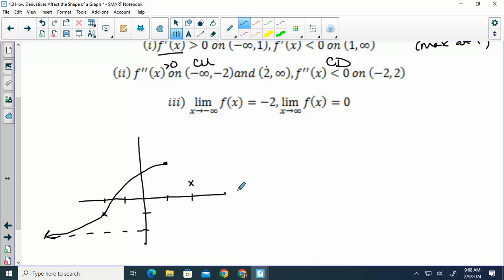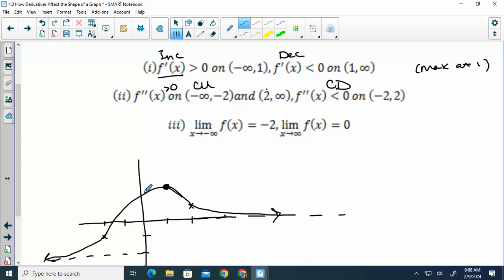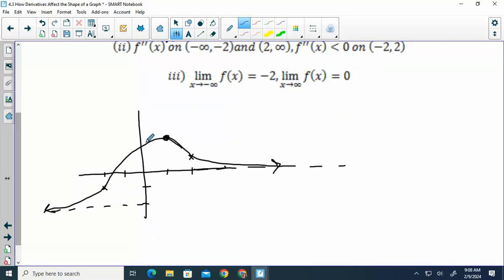With the limit as we go to positive infinity equals 0, we're still curving downward, we're decreasing, and then we switch to curving upward, and we're getting closer to this. So if we check back through our requirements: increasing until we get to 1, decreasing after 1, concave up until we get to negative 2, concave down between negative 2 and 2, concave up after. Horizontal asymptote, as we're going in the negative direction, is negative 2, and as we go in the positive direction, is 0.